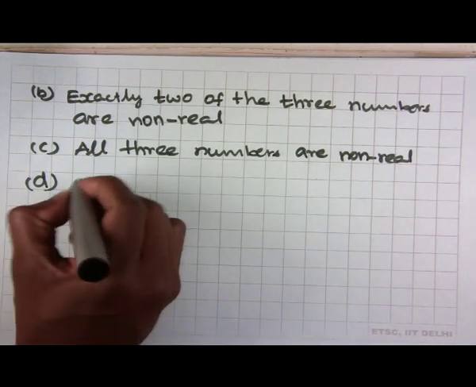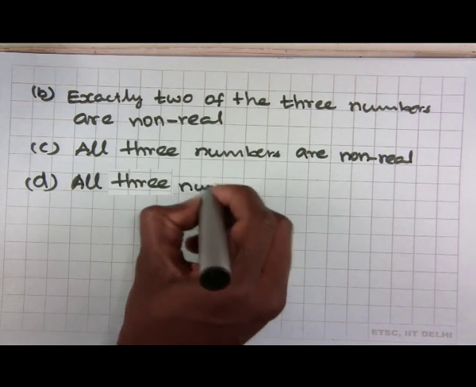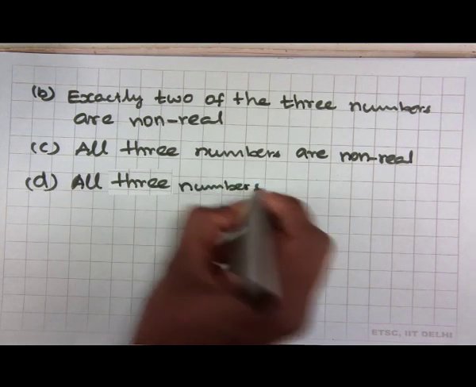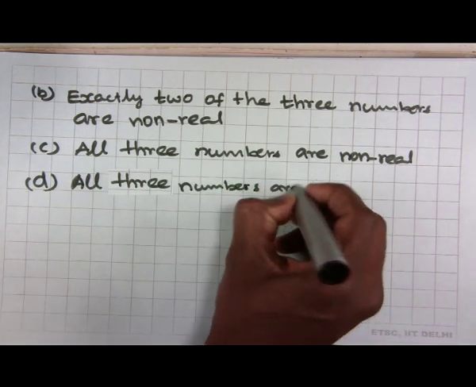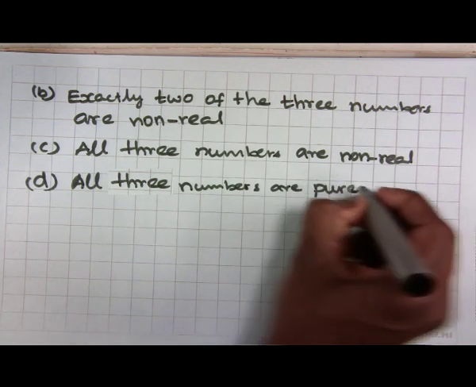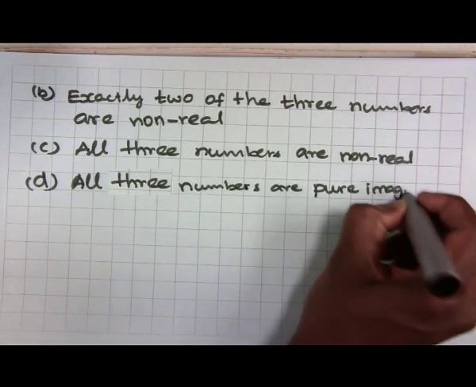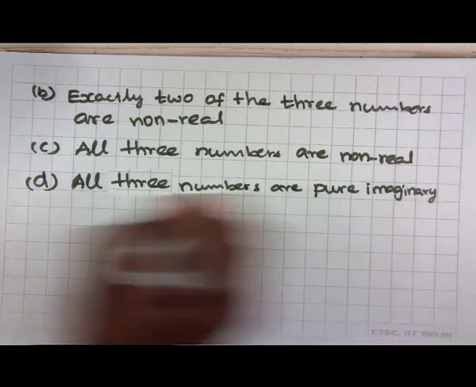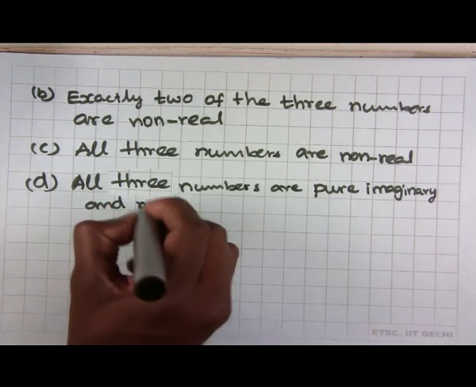Fourth choice: all 3 numbers are purely imaginary and non-zero.